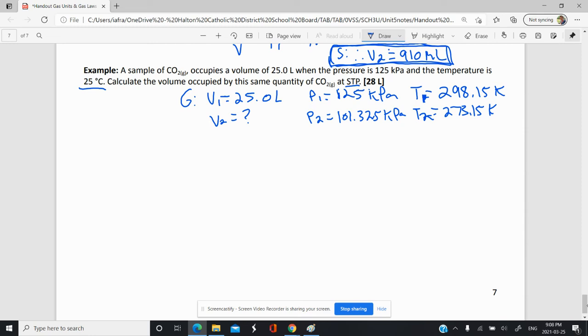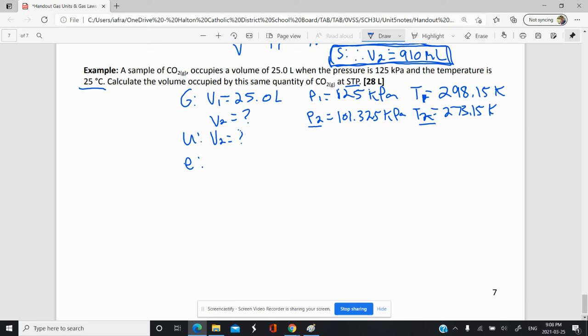So what we've done is we've decreased pressure and we've decreased temperature. If we decrease temperature, volume should go down, but we've decreased pressure, so that should make it go up. The point we're trying to make is that we've changed two things, pressure and temperature. We didn't just change one. So this is a situation where we're going to need our combined gas law, because we're looking for V2.